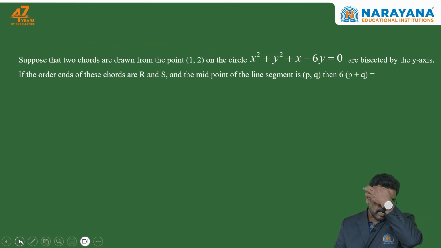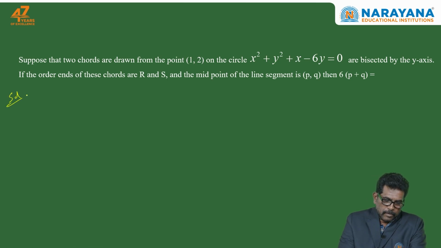Suppose that two chords are drawn from the point (1, 2) on the circle x square plus y square plus x minus 6y is equal to 0, and are bisected by the y-axis. If the endpoints of these chords are R and S, and the midpoint of the line segment is (P, Q), then they asked for 6 times of (P plus Q). That is, two chords are drawn from the point (1, 2). The circle equation is x square plus y square plus x minus 6y is equal to 0.